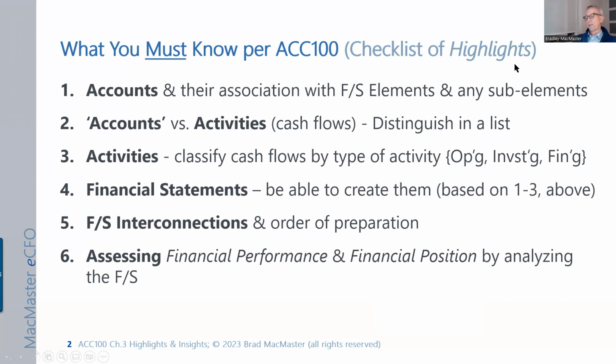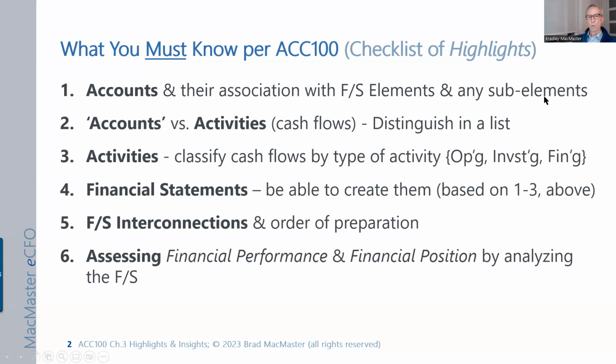Now, each of the financial statement elements occupies a block on a financial statement. You should know which elements belong in which financial statement. For example, revenues and expenses belong in the income statement because they are used to calculate income, hence the name statement of income. Assets, liabilities, and equities belong in the balance sheet. And activities, which are distinguished from accounts, belong in the cash flow statement, and they represent the movement of cash.